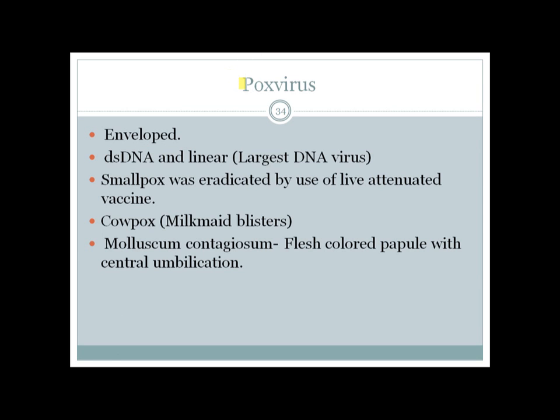And here you have the next P, the Poxvirus, which are enveloped viruses, and those are double-stranded and linear, like most of the DNA viruses. Smallpox is one of the strains in the Poxvirus group, which was actually eradicated by use of a live attenuated vaccine. Cowpox can cause something called the milkmaid blister. Another disease from the Poxvirus family is Molluscum Contagiosum, which is caused by the Molluscum Contagiosum virus.